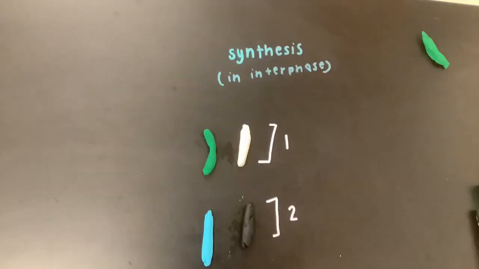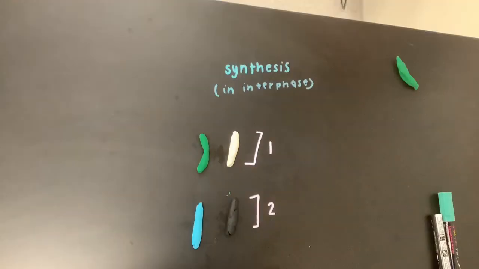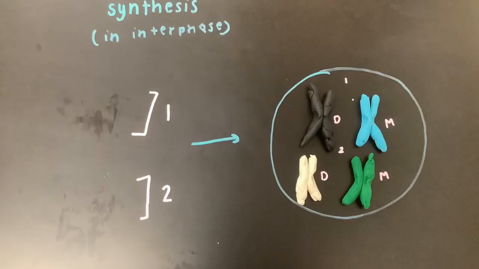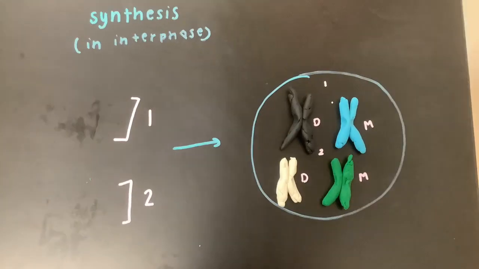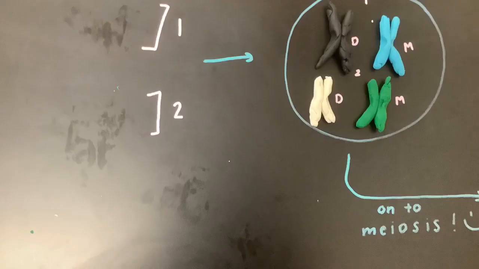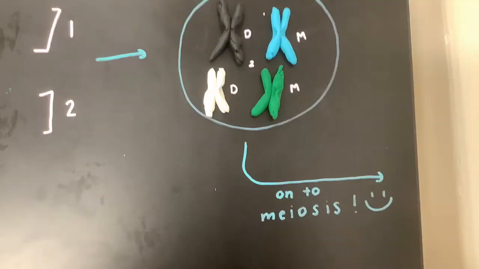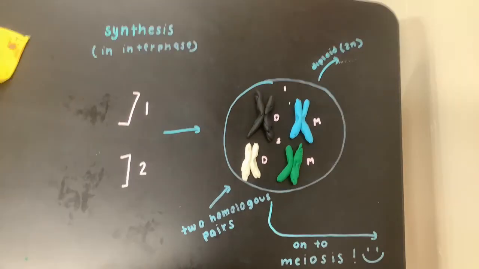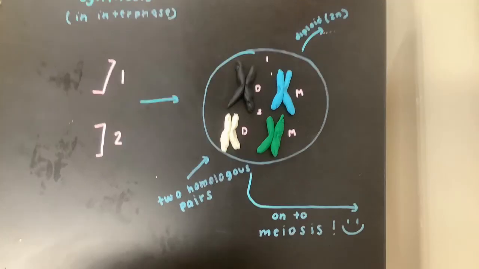The 4 chromatids in these 2 homologous pairs are duplicated into sister chromatids joined by a centromere. These are called chromosomes. Let's go on to meiosis to see what happens to the cell in its journey in dividing.